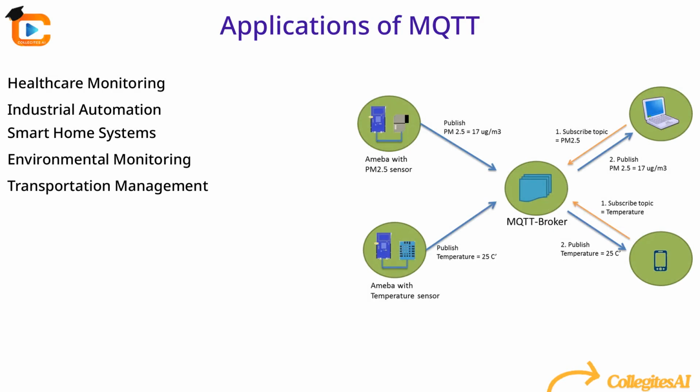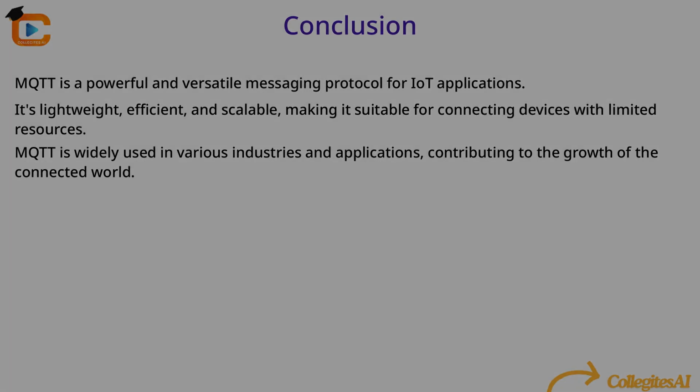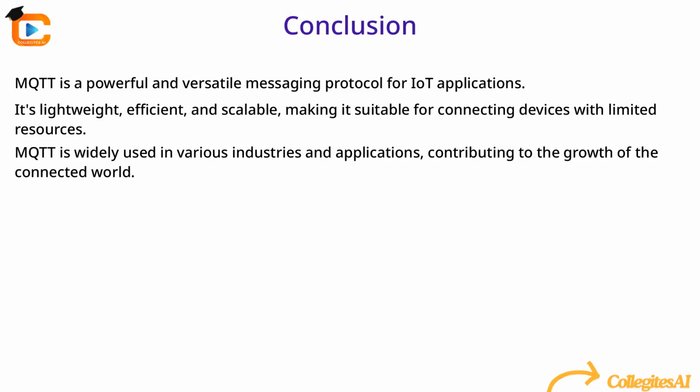MQTT is widely used in various industries and applications, including healthcare monitoring, industrial automation, smart home systems, environmental monitoring, and transportation management. MQTT is a key technology driving the growth of the Internet of Things. Its simplicity, efficiency, and scalability make it a valuable tool for connecting devices and creating a more connected world.